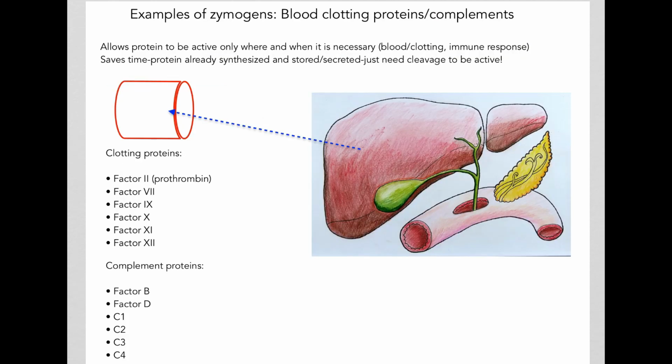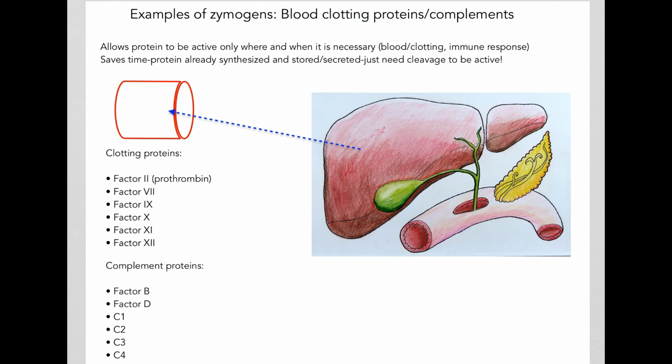Another example of zymogens are the blood clotting proteins, several blood clotting proteins, as well as several complements. So examples of zymogens that are blood clotting proteins include prothrombin or factor 2, factor 7, 9, 10, 11, as well as 12. And complement proteins that are zymogens include factor B, D, C1, C2, C3, as well as C4.